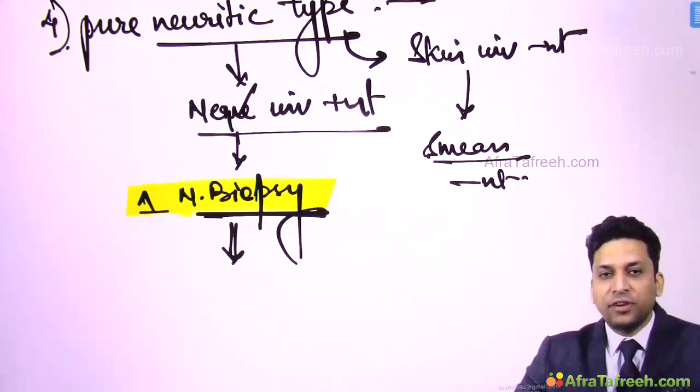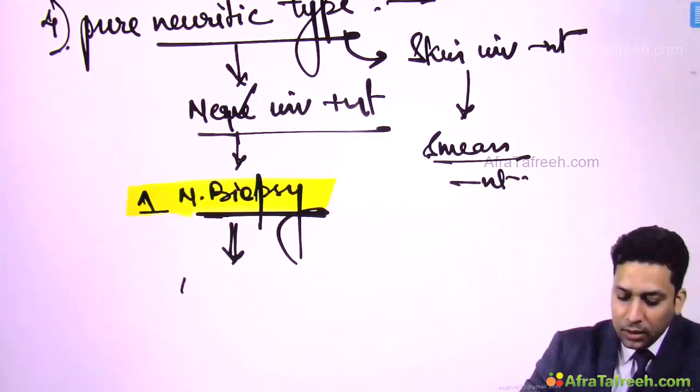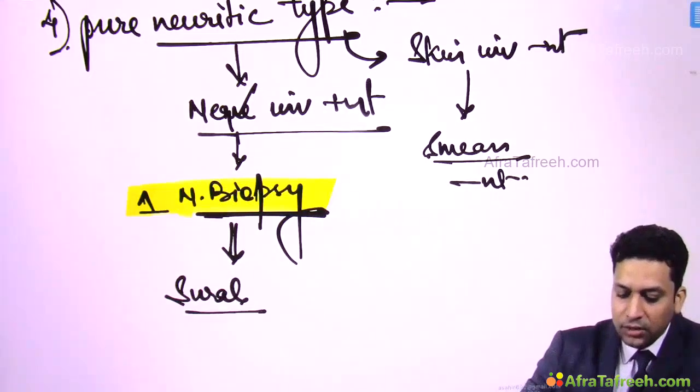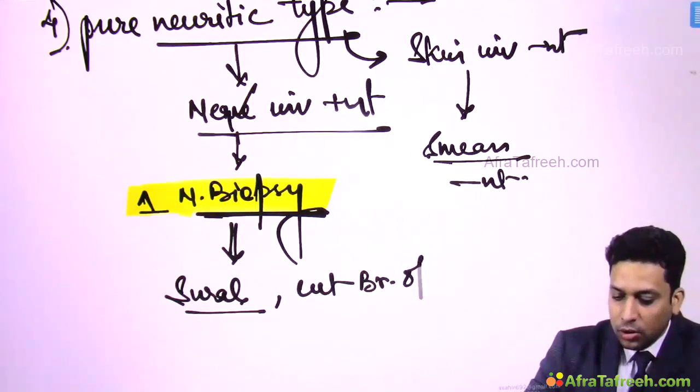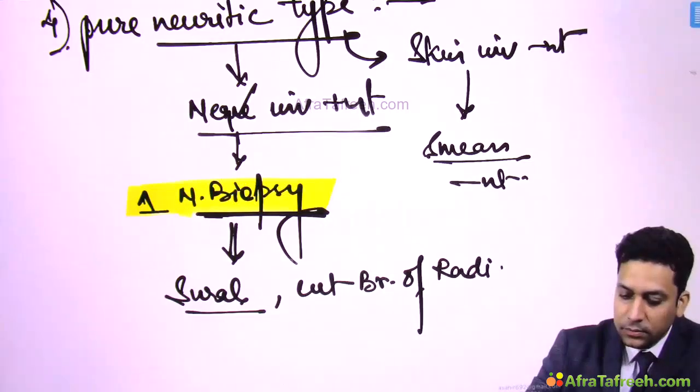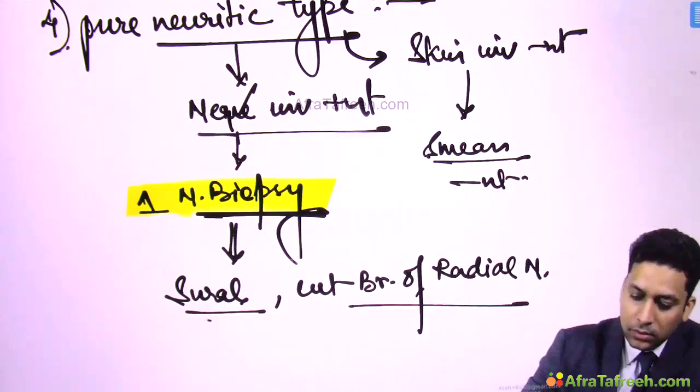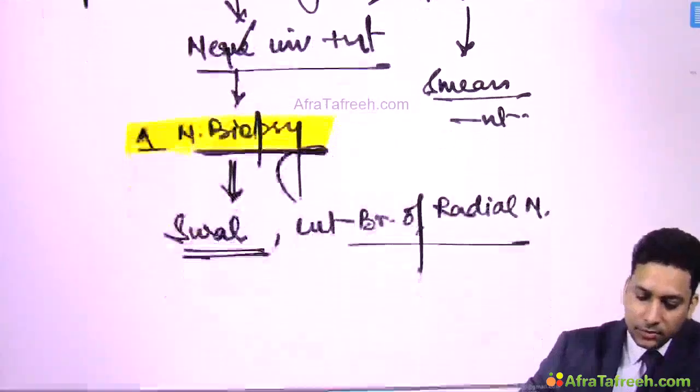So nerves which are preferred for taking nerve biopsy are sensory nerves like the sural nerve and the cutaneous branch of the radial nerve. So you can take biopsy from these nerves.